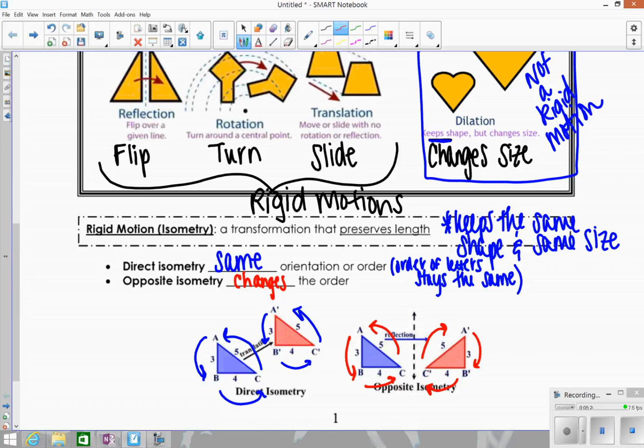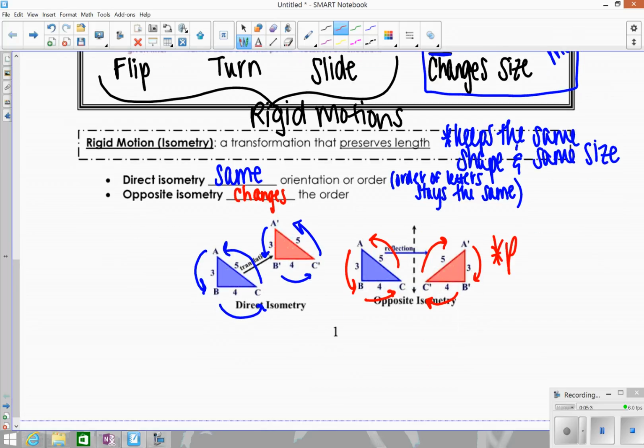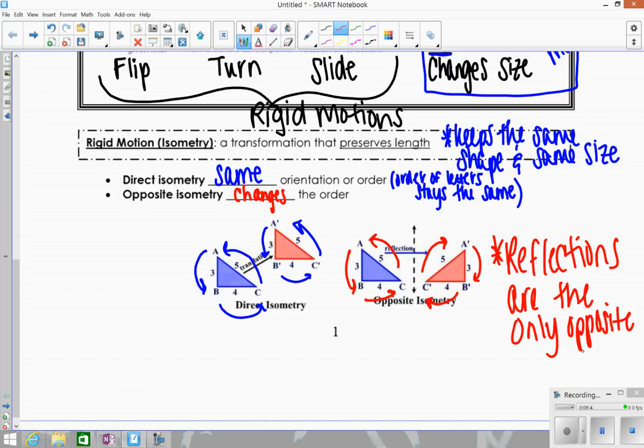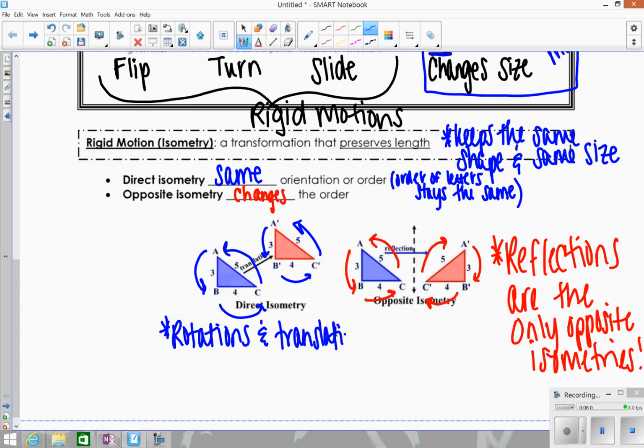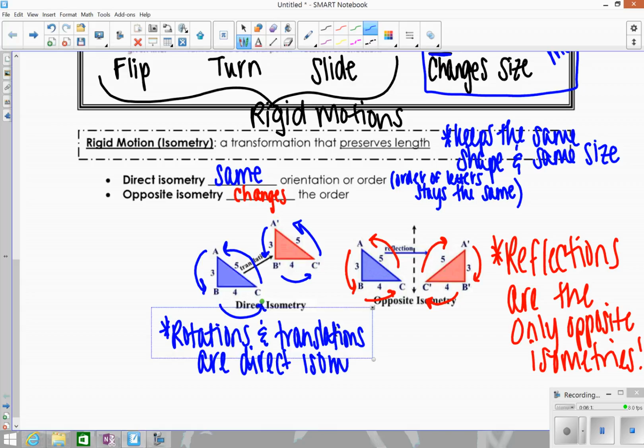The only time that you're going to have opposite isometries is if you have a reflection. So I'm just going to make a note of that. So reflections are the only opposite isometries. So that means translations as well as rotations are going to keep the order the same. So I'm going to make a note of that. Rotations and translations are direct isometries. And reflections are opposite isometries.